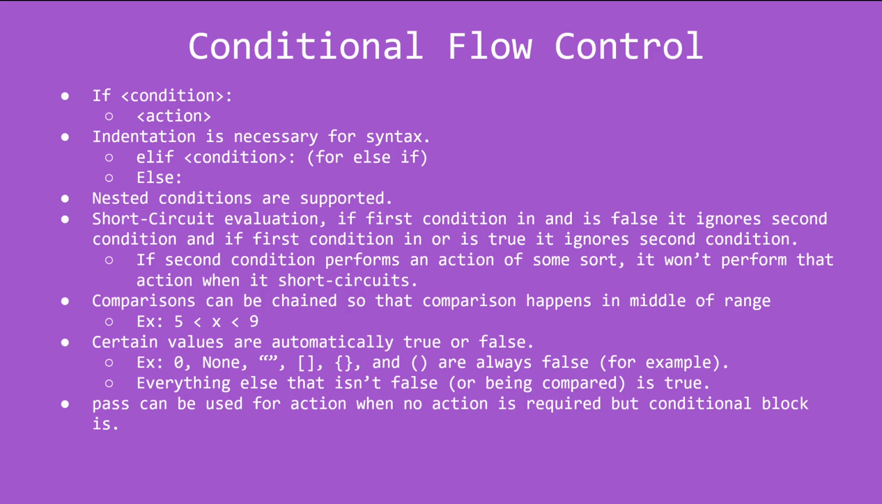Comparisons can also be chained. That's not true of all languages. So you can actually put it in the middle of a range. So you can be like 5 is less than X, which is less than 9. Again, not all languages can do that. Certain values are just treated as automatically true or false. Here's a list of a couple things that are always considered false. And pretty much everything else that isn't false or being compared is just considered true.